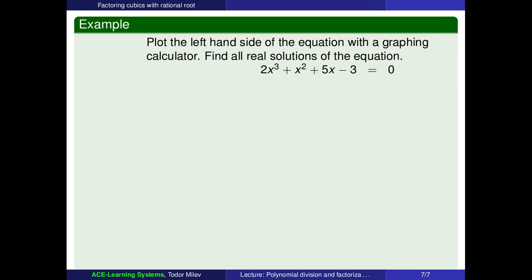This is our final example of solving cubics with the aid of a graphing calculator. This example is going to turn out a little bit different from the preceding 2 examples. Let's see in what way. First, we need to plot our cubic. So we're trying to solve the equation 2x cubed plus x squared plus 5x minus 3 equals 0. And our first step is, as requested by the problem, to plot that cubic.